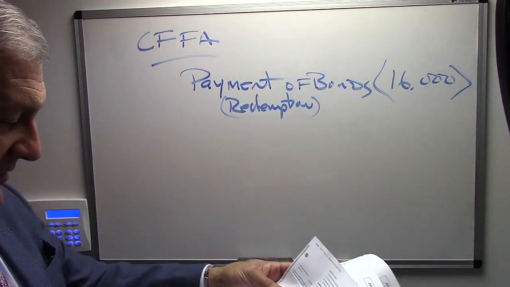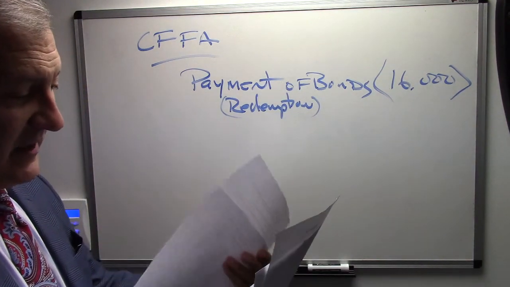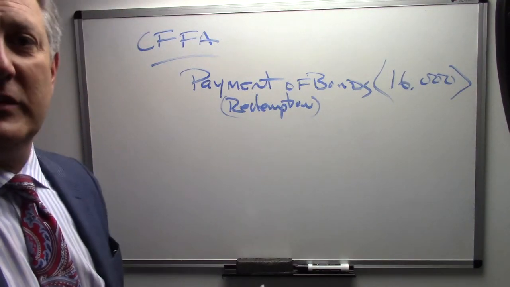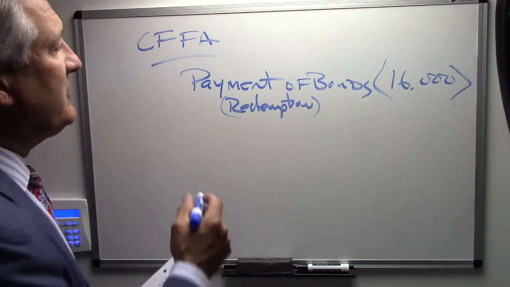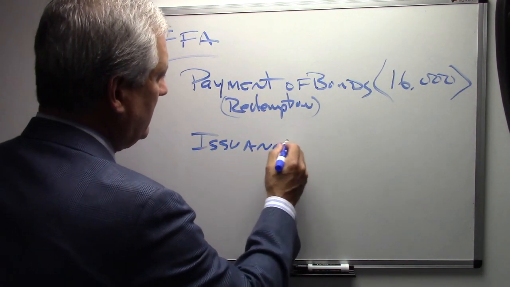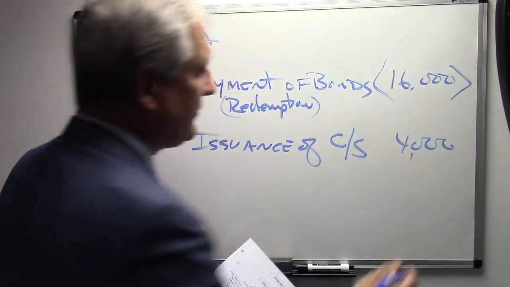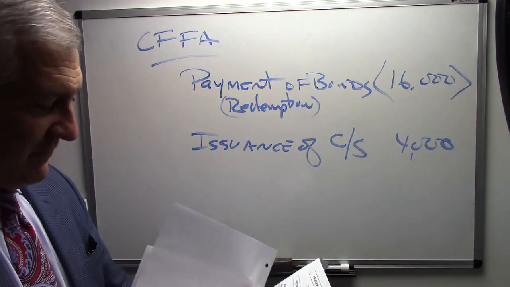Next account is common stock. Common stock went from 14,000 to 18,000. Common stock goes up. They must have issued additional shares of common stock in exchange for cash. So they must have received some cash. Call this issuance of common stock, $4,000. $4,000 inflow of cash.